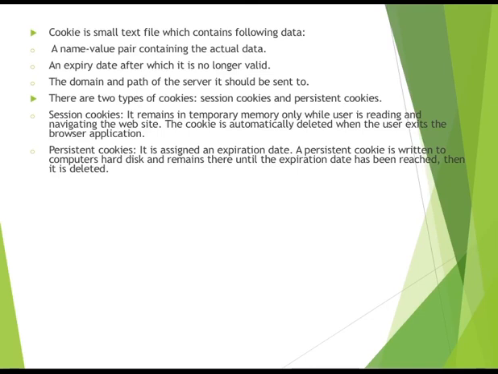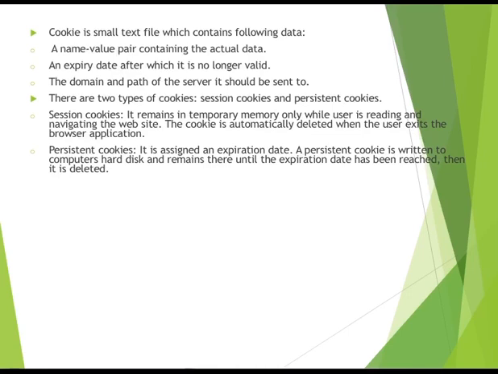Then there are two types of cookies: session cookie and persistent cookie. So basically, a session cookie is stored in temporary memory. That is, it remains in the memory only while the user is reading or navigating the website, and it is automatically deleted when the user exits the browser. So basically, it doesn't have an expiry date, and it is temporary. That is, it remains in the temporary memory while the user is reading or navigating the website. Once the user closes the web browser, that cookie is deleted. This is called a session cookie.